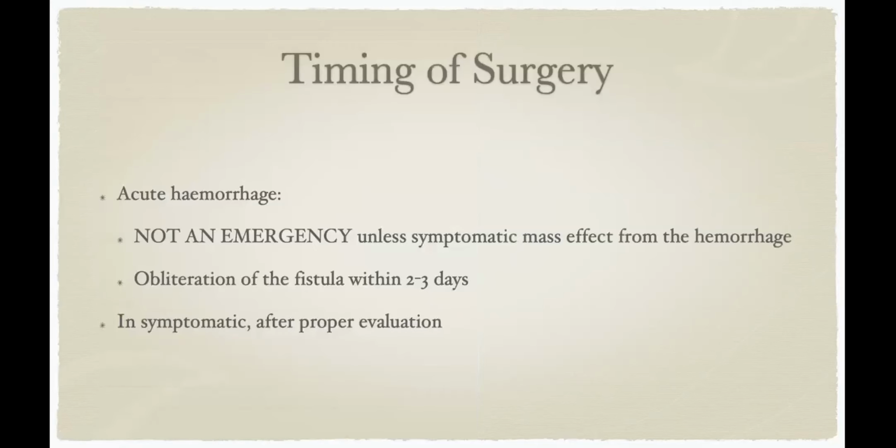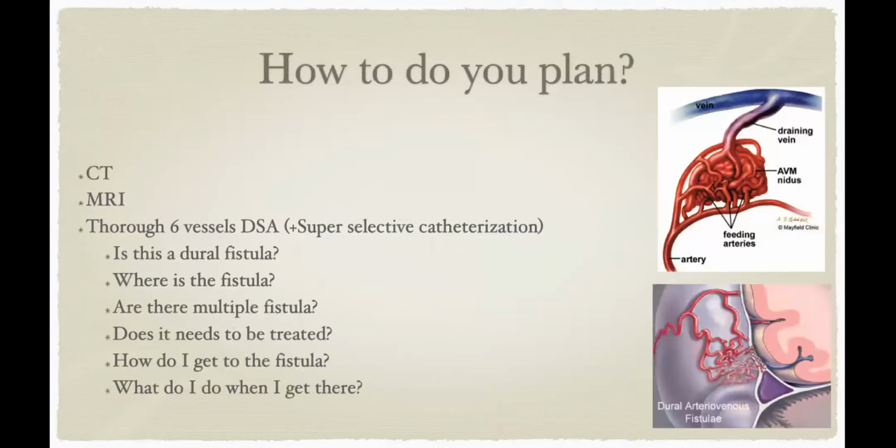Now, when to operate? In patients with acute hemorrhage, if there is not an emergency, unless there's a symptomatic mass, then we can work up this patient completely and operate within 2 to 3 days. But remember, studies have shown that the chance of re-bleed is very high, up to 32% within the first 2 weeks, if these patients are not managed appropriately. However, in symptomatic patients, these patients should be operated after proper evaluation.